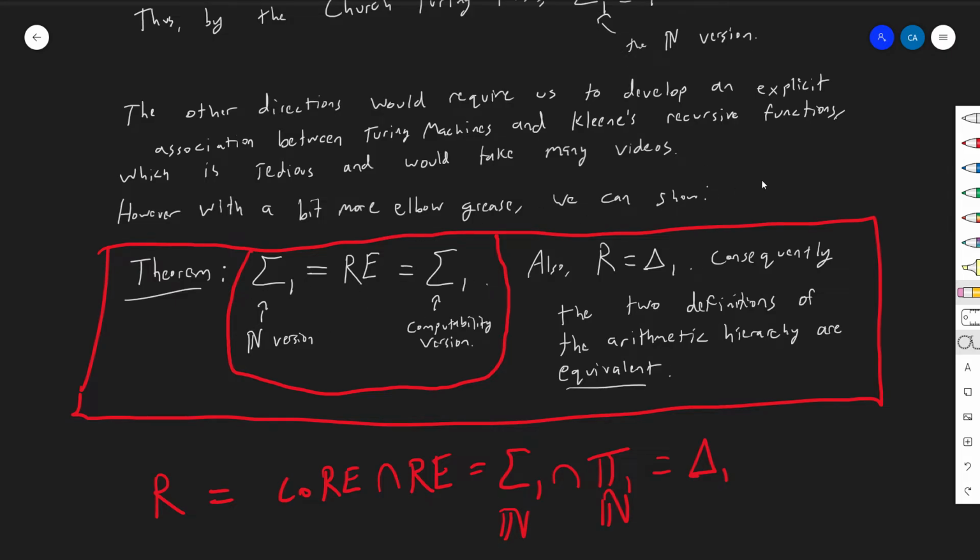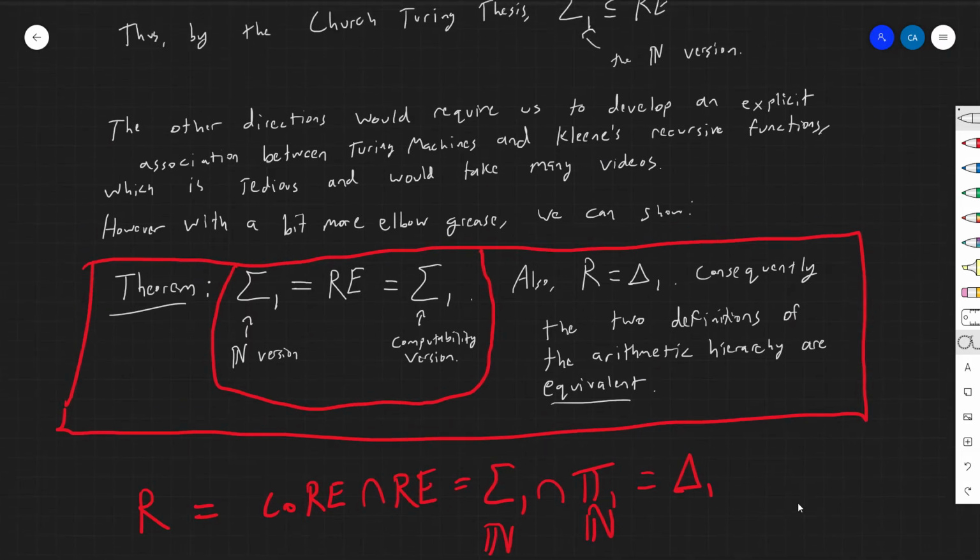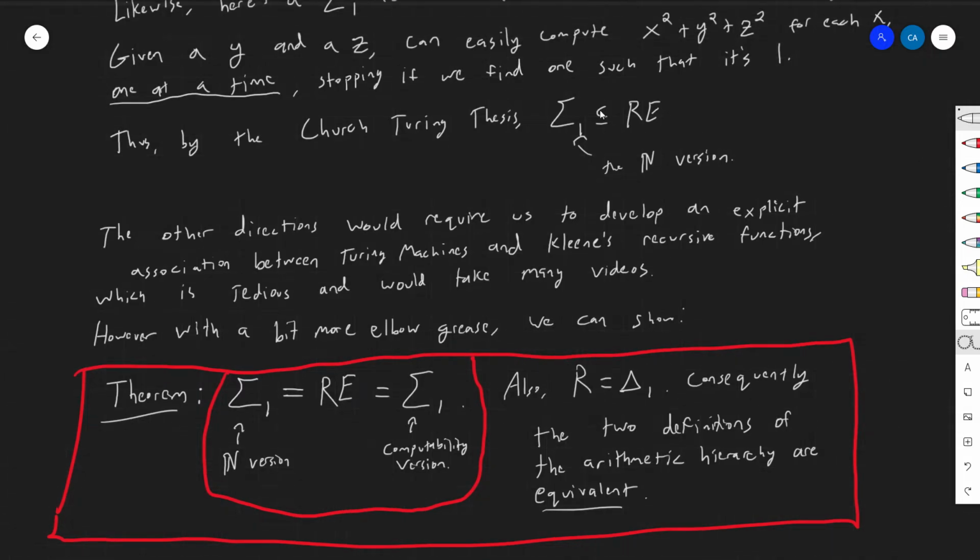We already have one direction of it. So in order to show that A equals B, where A and B are sets, you need to show that A is a subset of B. In other words, everything in A is in B, and B is a subset of A. Everything in B is in A. Now we already have one of these. The Church-Turing thesis has given us the direction that says that sigma 1 is a subset of RE. We have that. That's what we showed earlier.